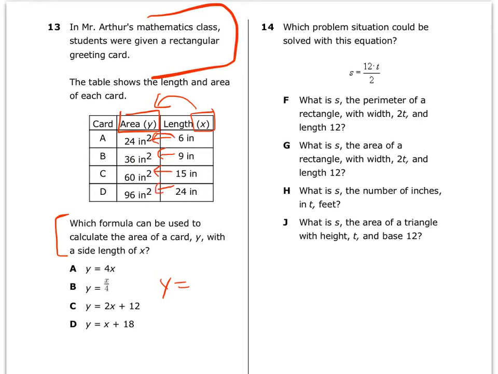6 times 4 is 24. 9 times 4 is 36. 15 times 4 is 60. It says that we're given x, so that came first. So we're taking x and we're multiplying it by 4. So what's my answer? A.